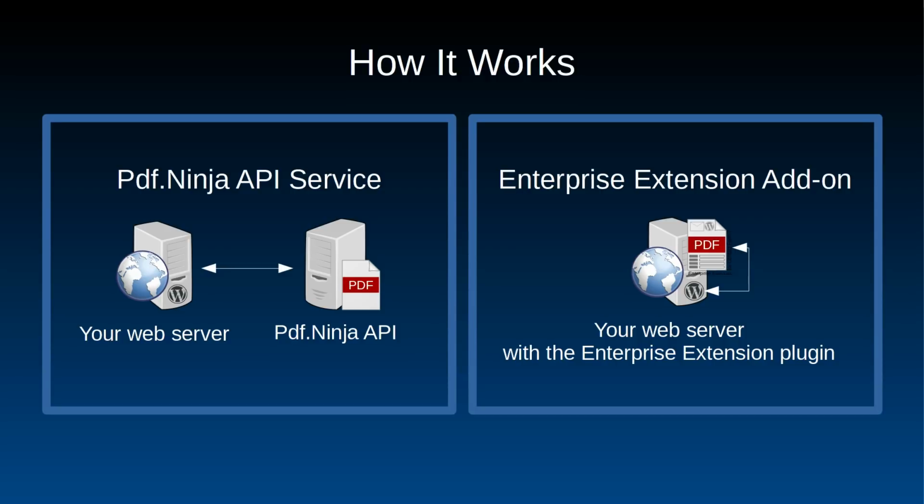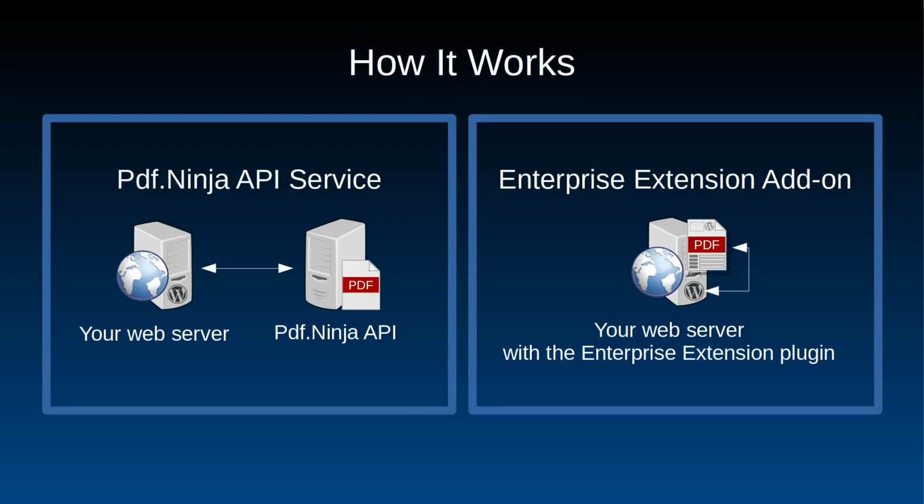By default, the plugin uses PDF.Ninja API to perform PDF operations. Your PDF files are uploaded and temporarily cached on the API server, then filled on demand and downloaded back to your web server before being attached to Contact Form 7 email messages.